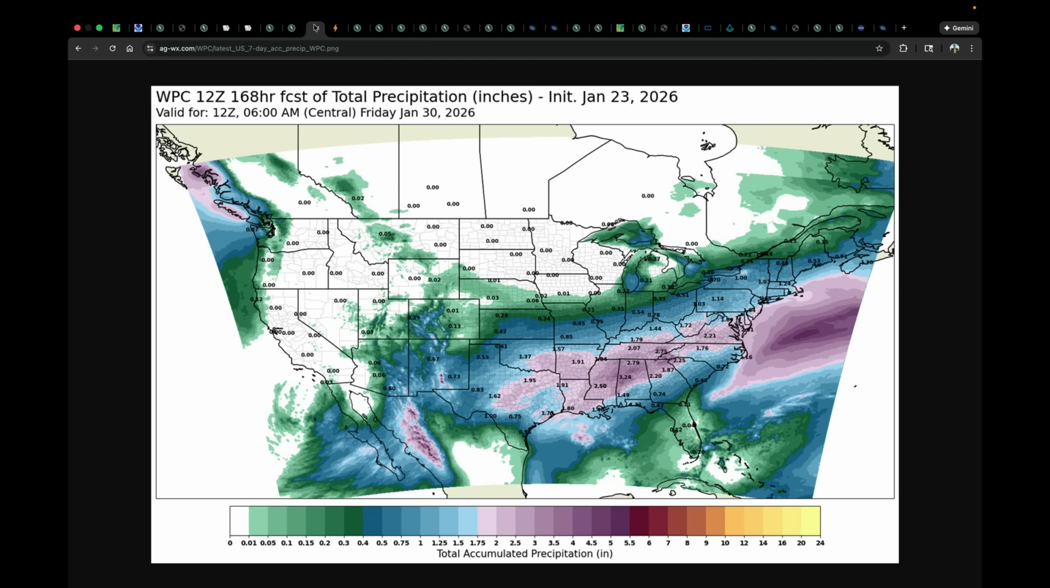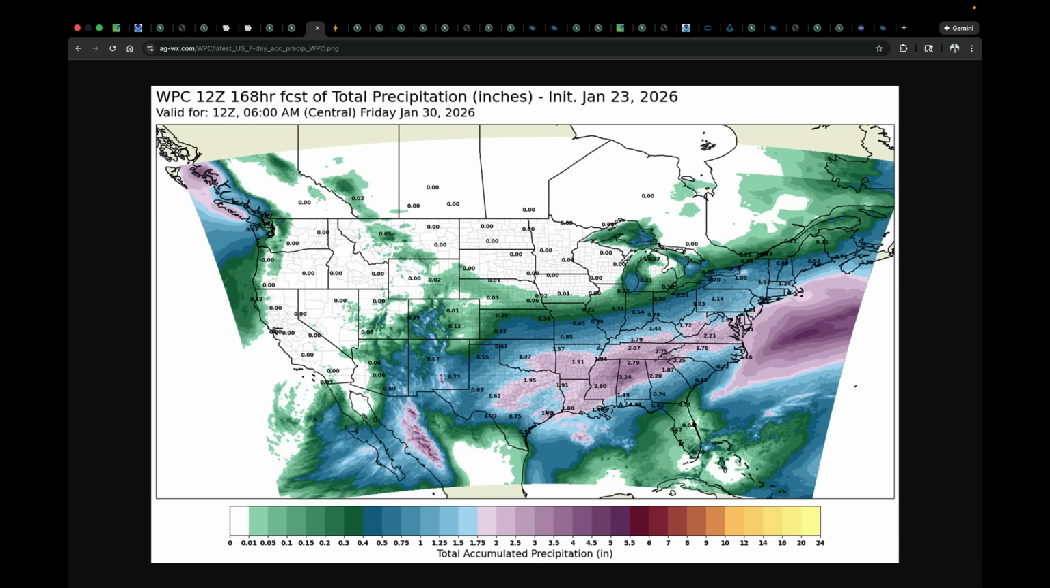This is the WPC forecast of total precipitation. So if it's snow, it doesn't matter. We're giving you the liquid equivalent on this map. And so to see 1 to 3 to 4 inches of total liquid coming out of this in these driest areas is going to be critical. Now, as I said, it's not all going to come down in the form of rain.